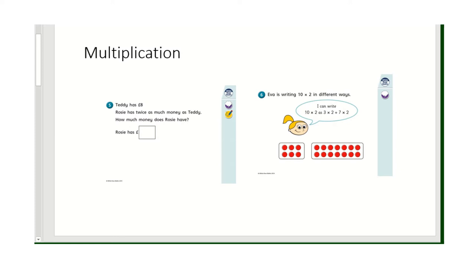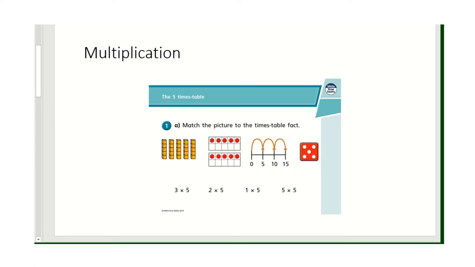Look at what Ava is writing. She's got 10 times 2 in different ways. Look, but she split it: 3 times 2, 7 times 2. Could you do that in a different way? Could you show 10 times 2? Maybe I would do 4 times 2 and 6 times 2. See if you could show it in a different way.